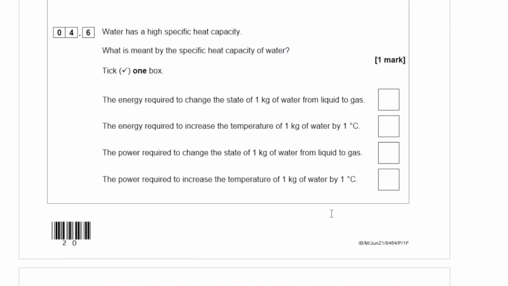Water has high specific heat capacity. What is meant by the specific heat capacity of water? Now, this is a definition that you will need to know, which is linked to a required practical on specific heat capacity. So the amount of energy required to change the state, it's not to do with the state, that is specific latent heat. So that can't be it. You don't have to put a cross, I'm just putting a cross to tick it off.